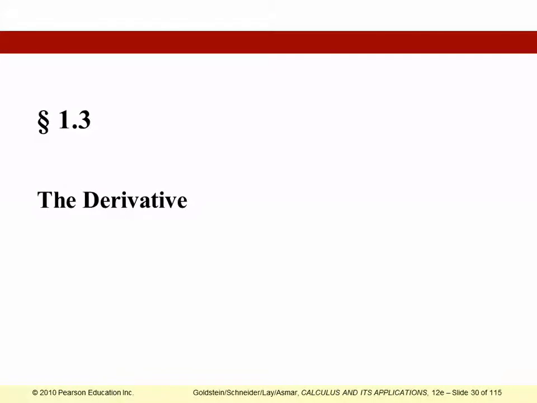Okay, so we're on section 1.3, and 1.3 is the derivative. So last section, what we talked about was the slope of a line, all right? And we ended with the slope of the tangent line.